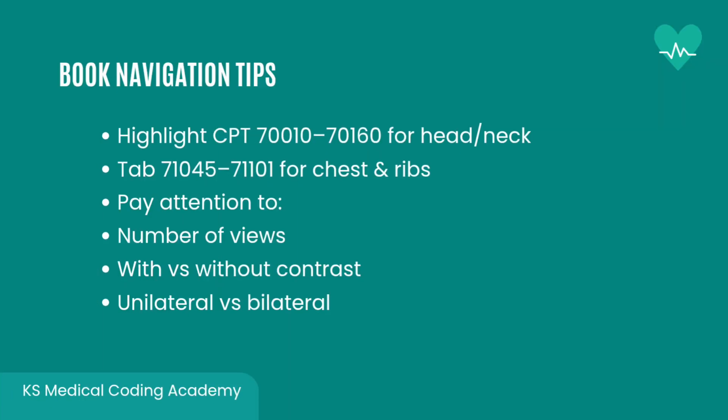Book navigation tips. When reviewing your CPT book, highlight code ranges 70010 to 70160 for head and neck, and 71045 to 71101 for chest and ribs. Focus on differences like number of views and whether the service was unilateral or bilateral.